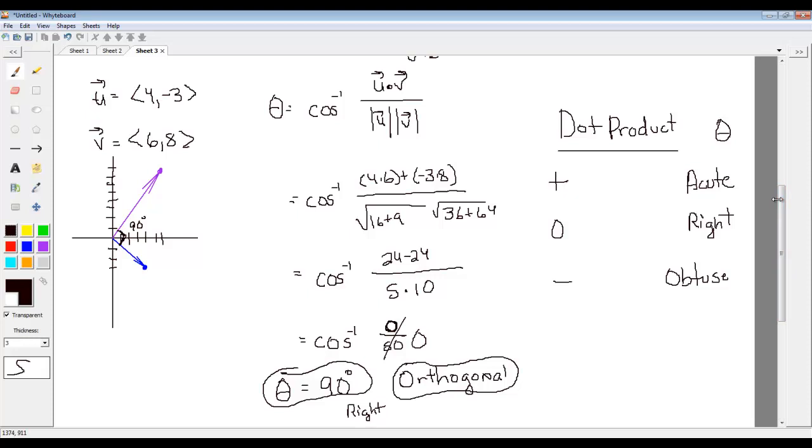Okay, well that wraps up the unit vectors and the dot product and some of the math behind all of that. So tune in next time. We're going to really use this stuff in application problems. We're going to be using a lot of this stuff that we just learned.